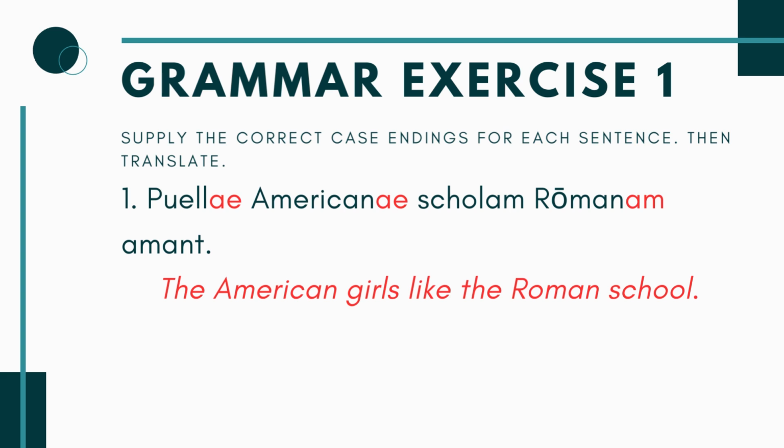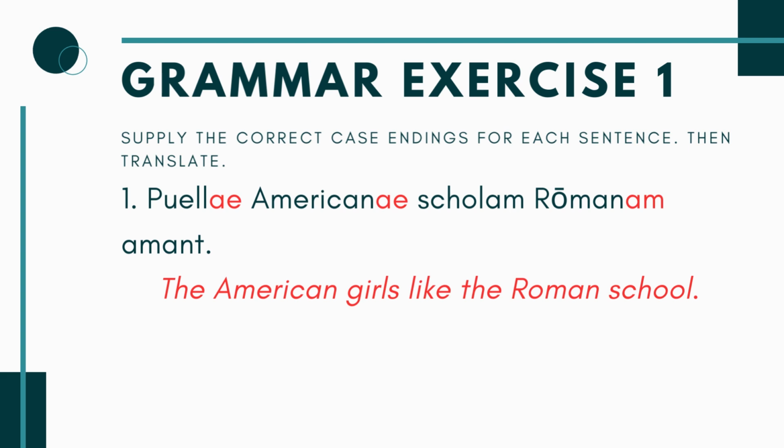Now we have adjectives here too. American is right next to girl, or in this case, girls. It's going to be describing it. And if you read the chapter, the story is about American girls liking the Roman school, the whole thing. Since American is describing girls, it's also going to have that AE ending. Remember, they match in case and number. So since puellae has an AE, Americanae also has an AE. So I'm saying the American girls like the school.